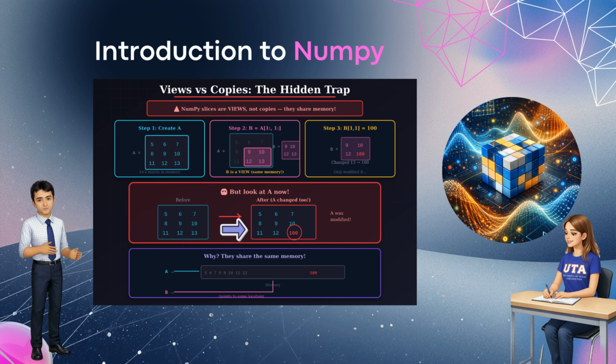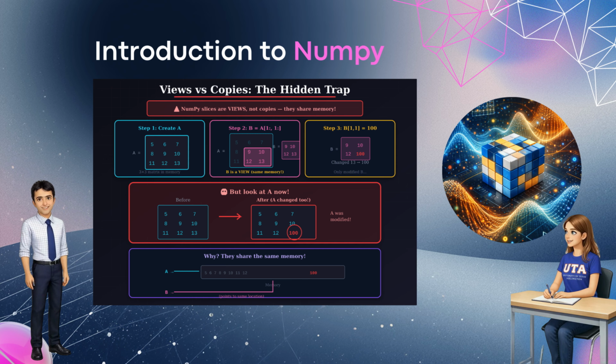A is now first row 5, 6, 7, second row 8, 9, 10, third row 11, 12, 100. Wait, I changed B, but A changed too. The 13 in A became 100, even though I only modified B. Why did that happen? I thought B was a separate variable. This is exactly the trap that catches people. B is a separate variable name, but it's not separate data. They're sharing the same memory.